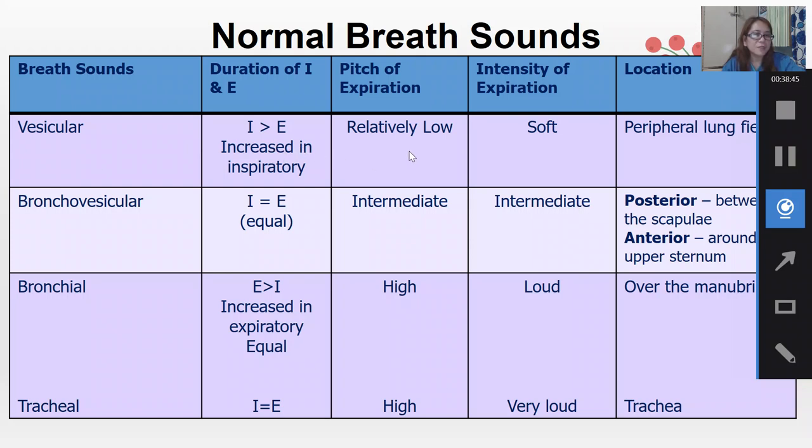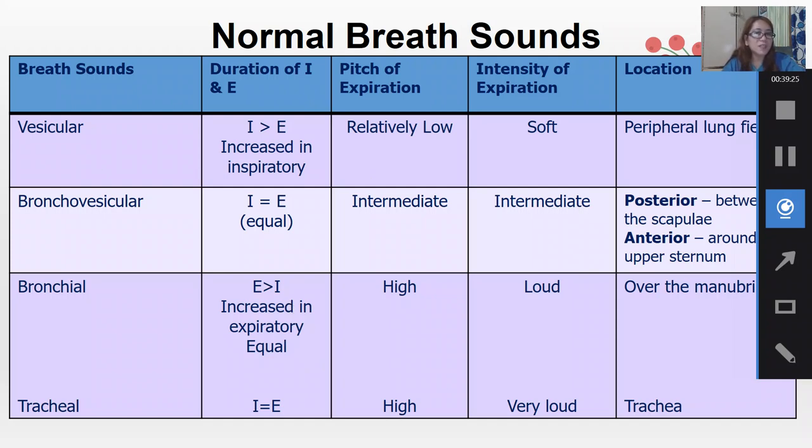And the pitch, actually, relatively low, intensity is soft, and ang location is the peripheral lung field. For the bronchovesicular, inspiration is equal to expiration. So, pitch of expiration is intermediate. Intermediate din yung intensity. So, the posterior is between the scapula, makikita mo. Pagka sa anterior, pag nakaharap ka, around upper sternum. Yan. Bronchial expiration is greater than inspiration.